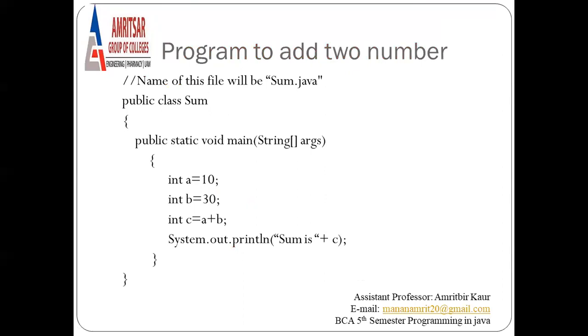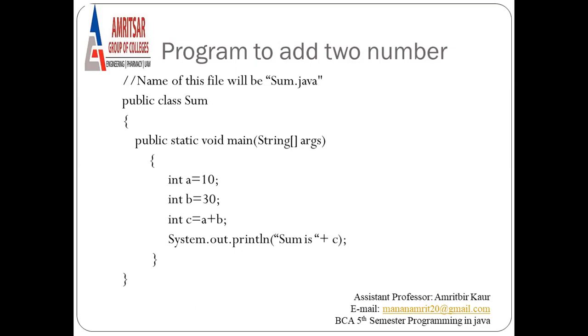As we studied, our class name's first alphabet must be capital, so that's why S is capital. Then the body of class is started, and in class there must be a main method. So here we define our main method: public static void main, and parameter String args. Students may note String's S will be capital. In the body of this function we will perform our program.